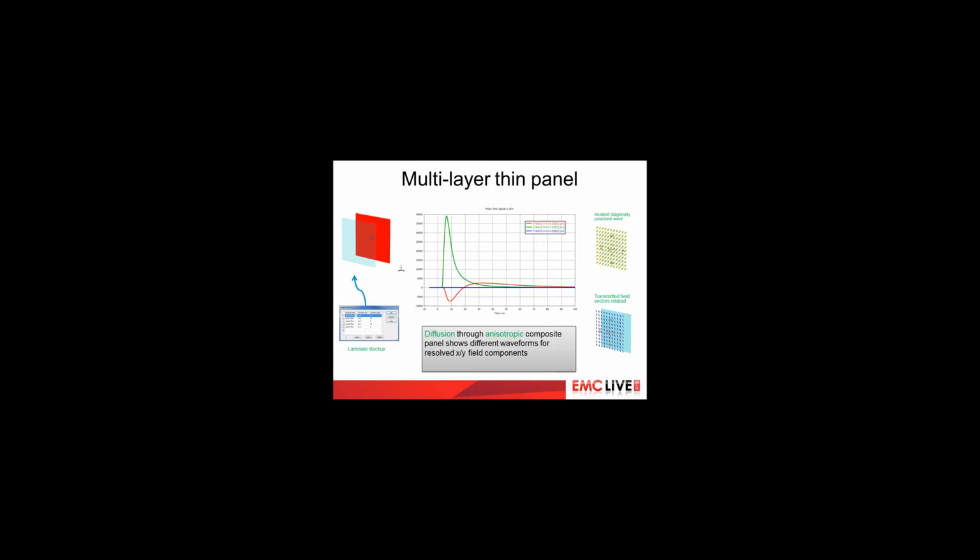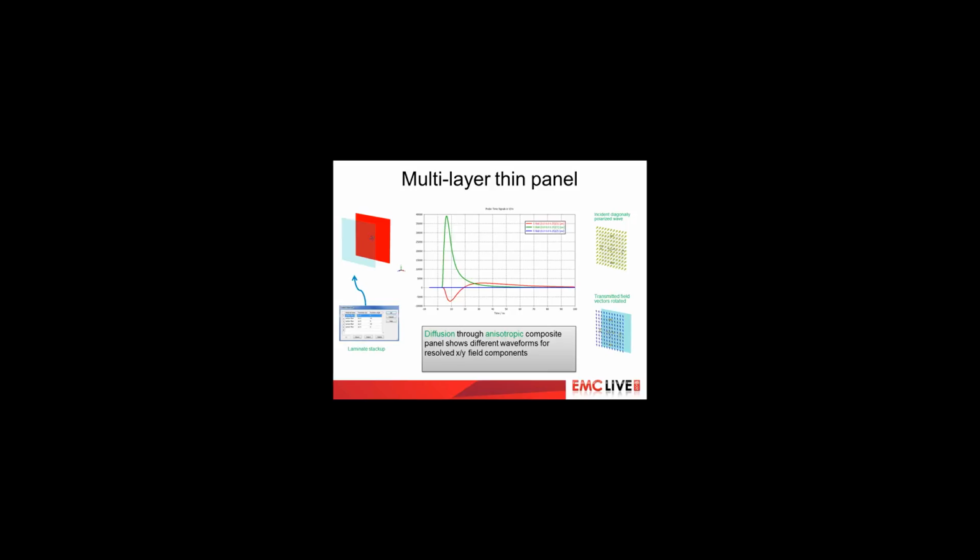So let's look at another carbon fiber composite example. Carbon fiber composite is typically formed by weaving graphite conductors, and this tends to be anisotropic. The conductivity in one direction may be very different to the conductivity in another direction, and it tends to be more conducting in the direction of the fibers. The thin panel algorithm supports this anisotropic behavior.